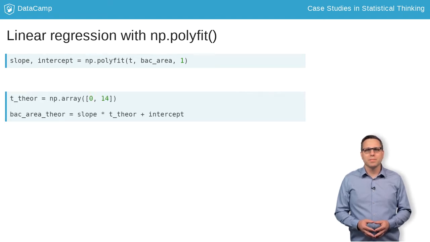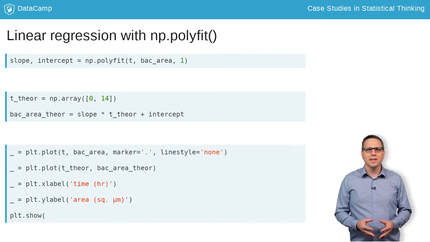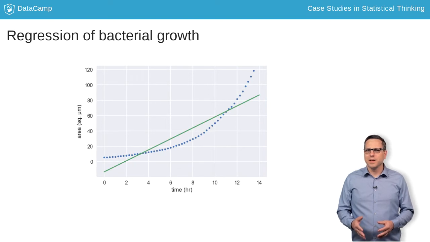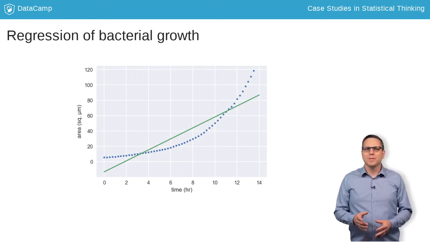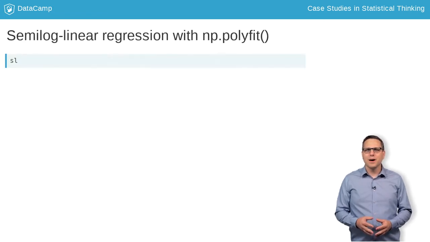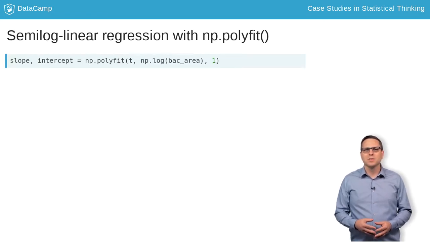You can then generate points to use to plot a theoretical line and can finally put it all together in a plot. The result is, wait a minute, that doesn't look right. The problem is that we need to perform the regression using the logarithm of the bacterial area. Let's try that again. We now use np.log to pass the logarithm of the bacterial area into np.polyfit.